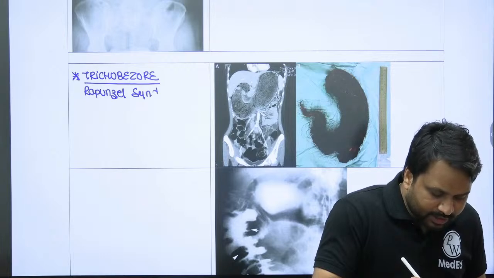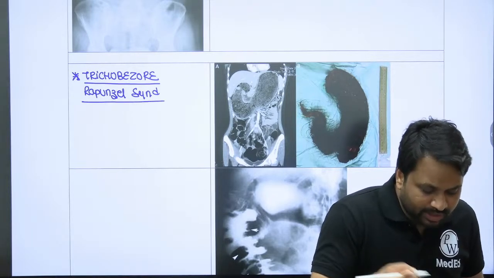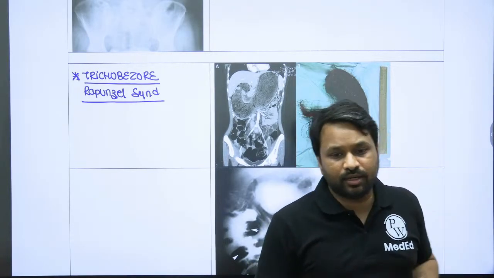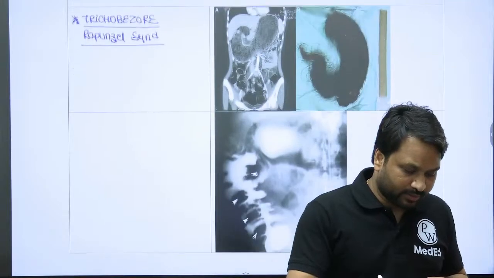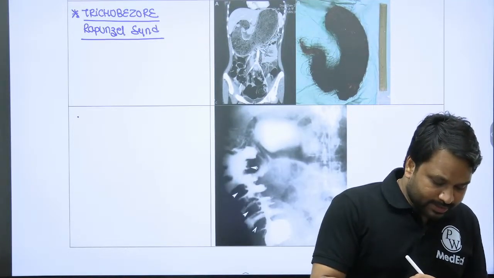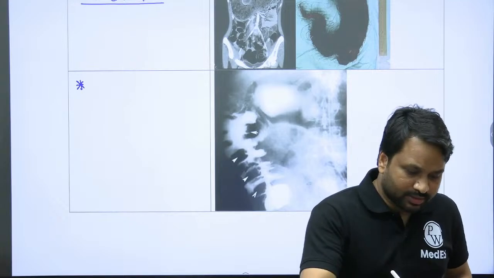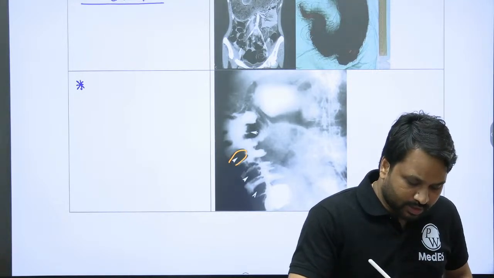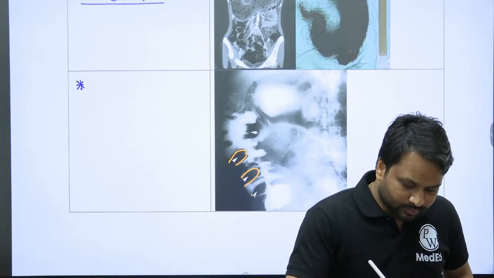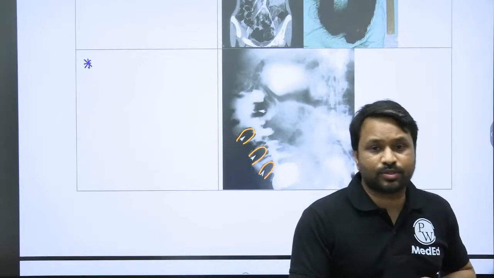In a psychiatric disorder, it is associated with trichotillomania, where a patient plucks the hair and eats it, right? That's Rapunzel syndrome. Absolutely correct, right? Now, what is this spotter? Any idea? Quick feedback. This is your thumbprint sign.